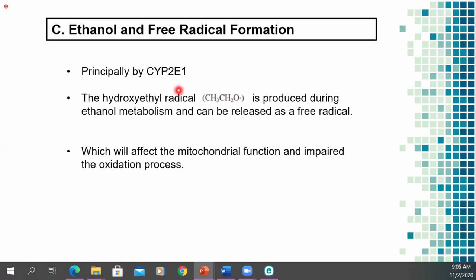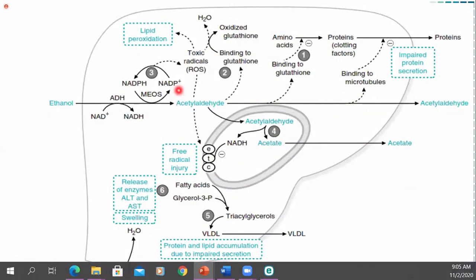And as we said, the NADH molecule, when people take a large amount of alcohol, leads to the activation of the electron transport chain and production of electrons that are responsible for the free radical formation.